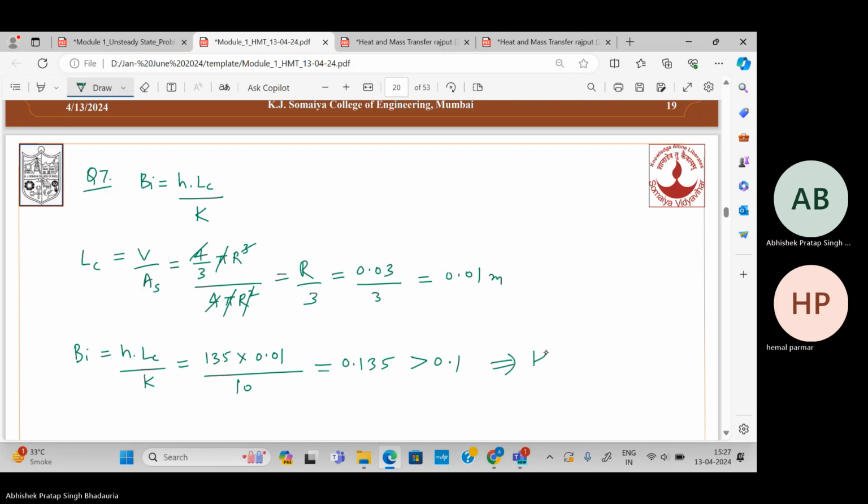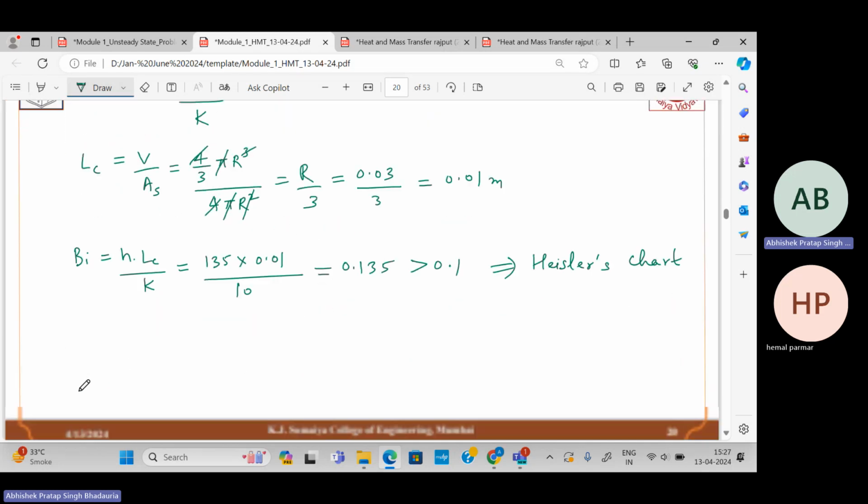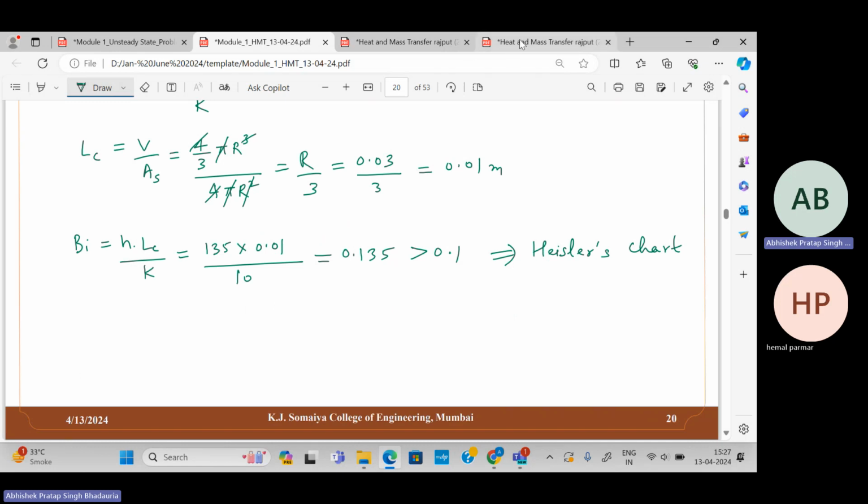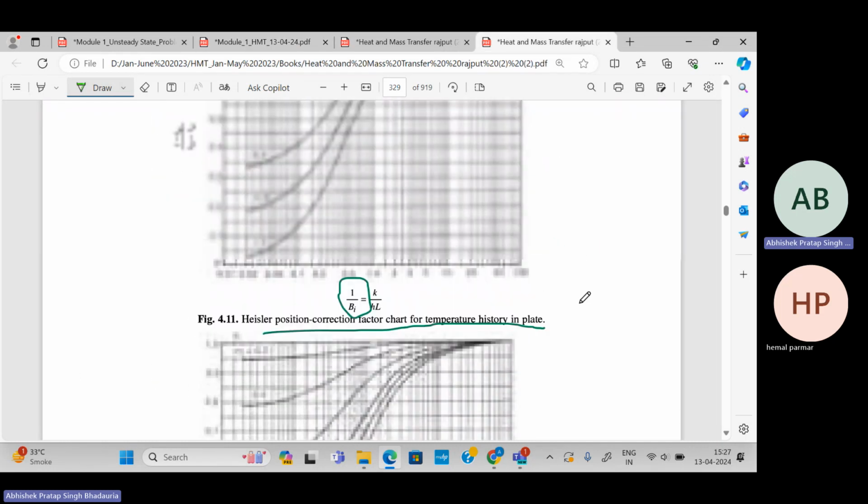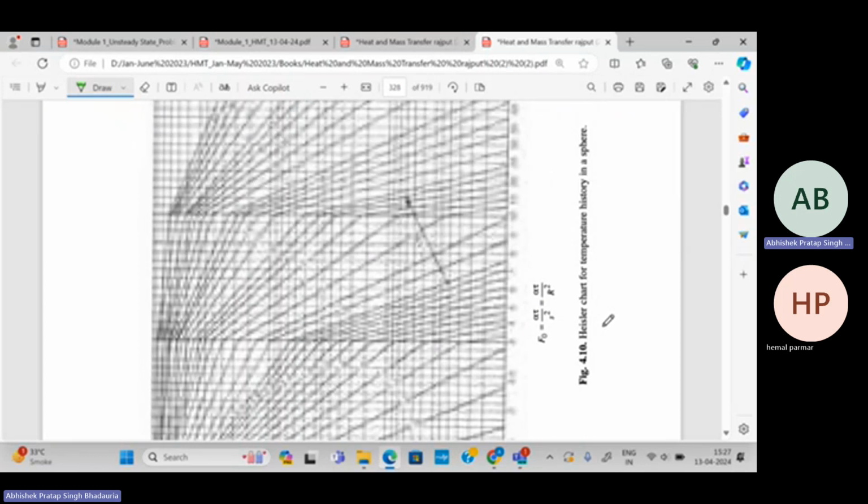So the Heisler chart is applicable. Now the rest of the procedure is absolutely the same. Now what will we do next? It is the egg. So first of all, let's see our Heisler chart. We'll use the Heisler chart for the sphere.